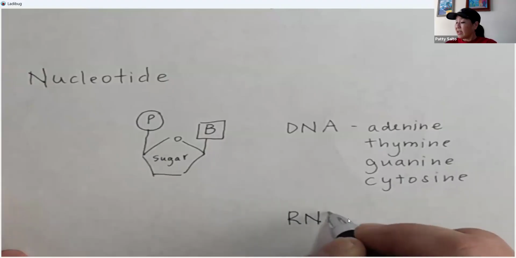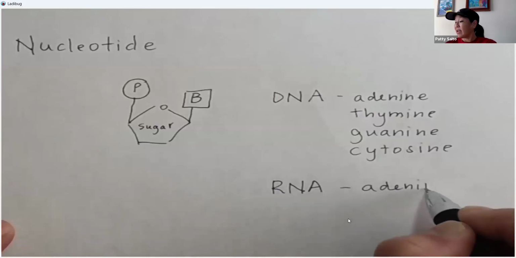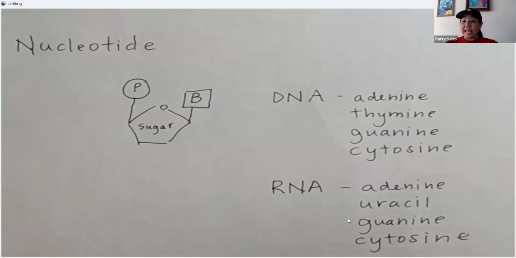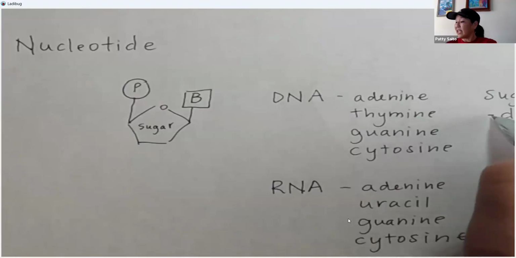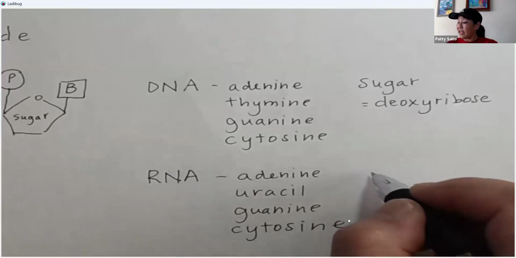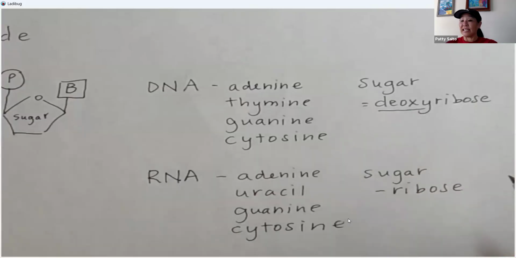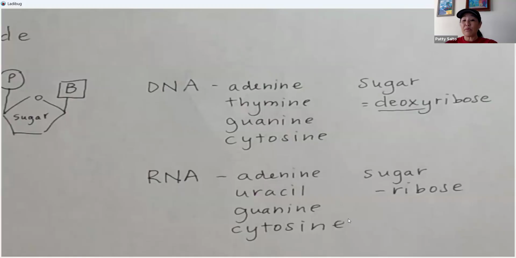RNA, on the other hand, which also has a sugar and a phosphate group, has its 4 bases as adenine, instead of thymine, there's a uracil, a guanine, and a cytosine. In DNA, the sugar is called deoxyribose. And in RNA, the sugar is called a ribose. Now, deoxy means missing an oxygen. So the sugar in DNA and RNA are the same, except in DNA, it's missing an oxygen in that sugar. But otherwise, everything else is the same, other than the uracil and the thymine, the ways they differ.